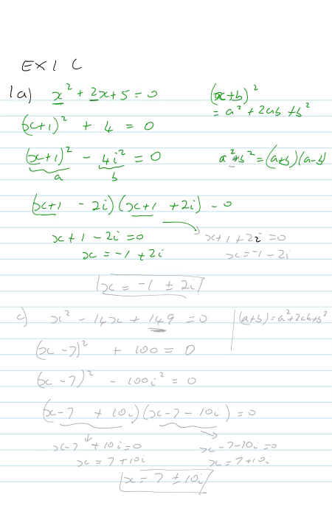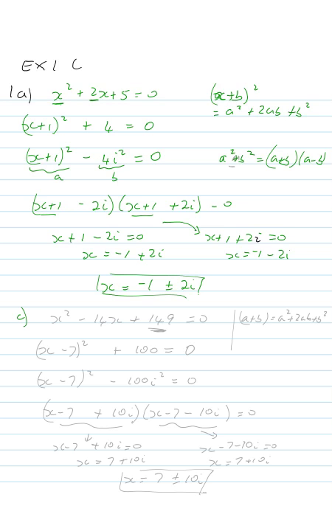Now if I look at the second one, I've got x plus 1 plus 2i is equal to 0. Rearranging that, we get x is equal to negative 1 minus 2i. So my solutions are that x is equal to negative 1 plus or minus 2i.